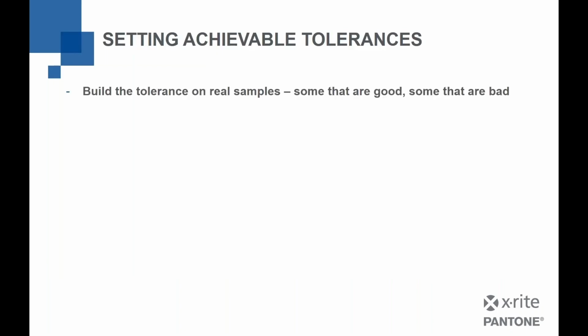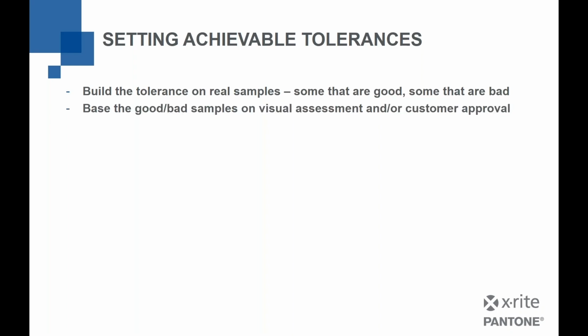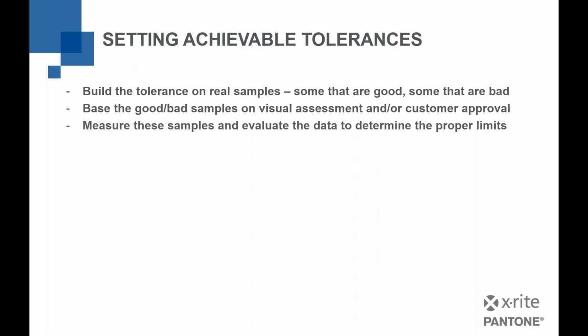So the first is to build the tolerance on real samples, some that are good and some that are bad. If you're starting from scratch and you don't have any kind of tolerancing set up, it's very easy to get samples that are good and samples that are bad and base them on your visual assessment, as well as your customer, right? So if you've got samples your customer approved and samples your customer disapproved of, let's use them. And the way we use them is this. We're going to measure these samples and then evaluate the data to determine the proper limits.